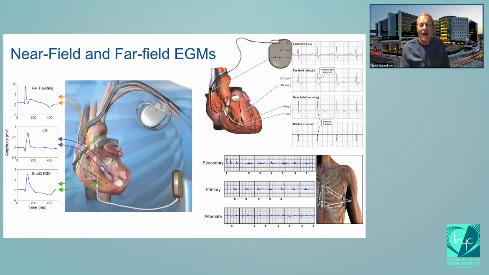This is a busy slide. I don't want to spend too much time on it, only to make the point here that if you're recording from inside the heart, the signals are big and short. Those are high frequency signals. If you record from large, widely spaced electrodes far away, the signals are smaller, and they're longer, which means that they're lower frequency signals.